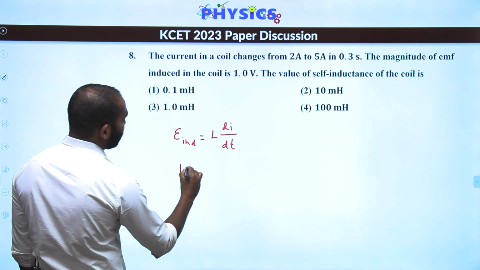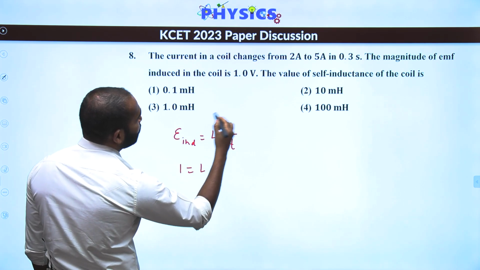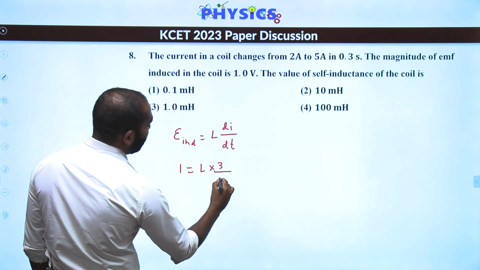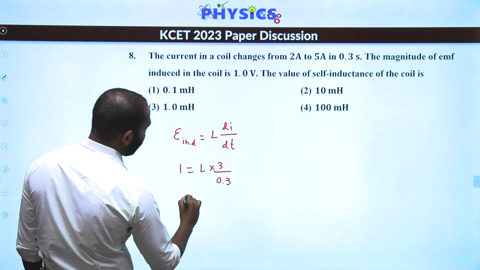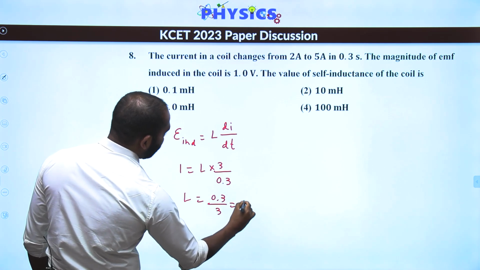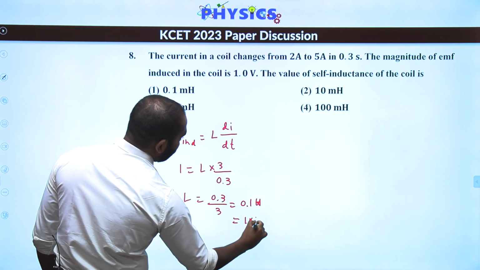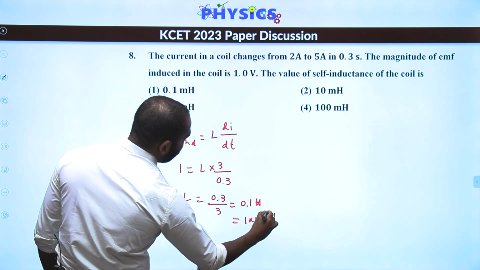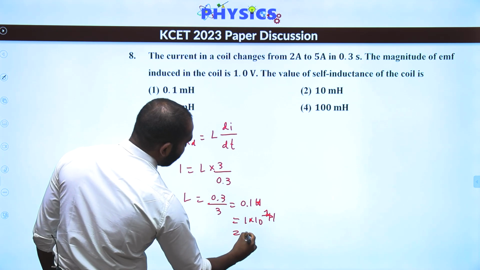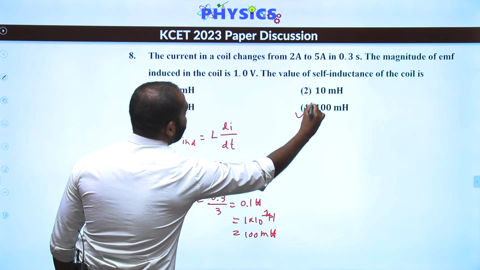So induced EMF is 1 volt and inductance is L, and the change in current di is 2 to 5, which means 5 minus 2, which is 3, upon the time taken, which is 0.3 seconds. So L is equal to 0.3 upon 3. So this is going to be 0.1 Henry, or otherwise we can write it as 1 into 10 to the power of minus 1. Or otherwise you can multiply with 100 and divide with 100. It turns out to be 100 millihenry. So option 4 is the correct answer.